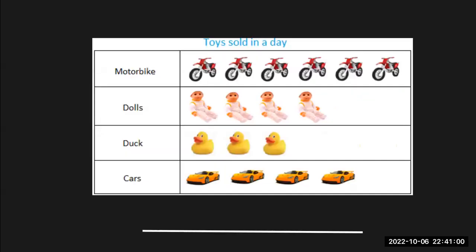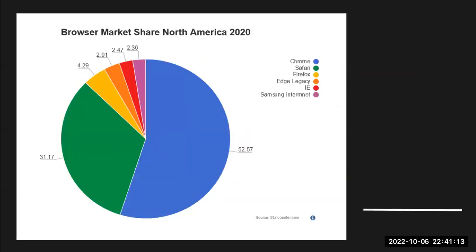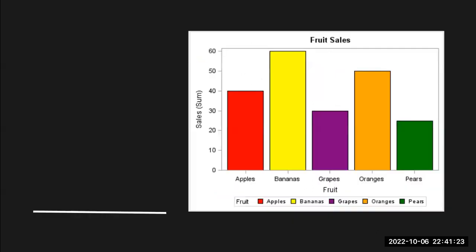Next photo. Okay, so this one is a pictograph. You can see images of motorbike, dolls, dog, and then cars. Next one. Okay, so this is a pie chart, a circle divided into slices. And last one. Okay, so this is a bar graph.